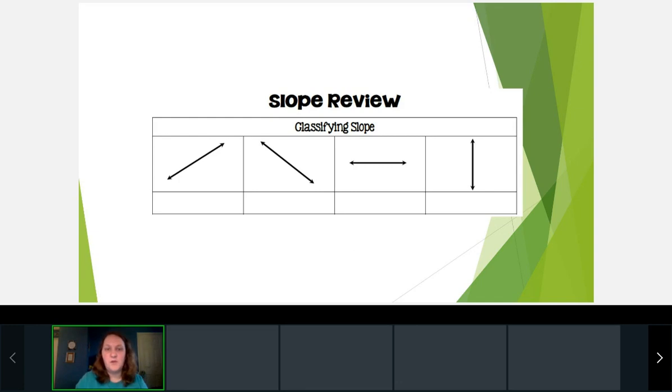I'm going to throw a poll up on the screen. Give me a smiley face if you have learned about slope before and you know what slope is. Give me a meh face if you've heard of it but you don't really remember it, and a frowny face if you've never heard the word slope before in your life. If you're on a phone or a tablet, you might not be able to see my poll, and if you can't see it, you can just type it in the chat or just move on.